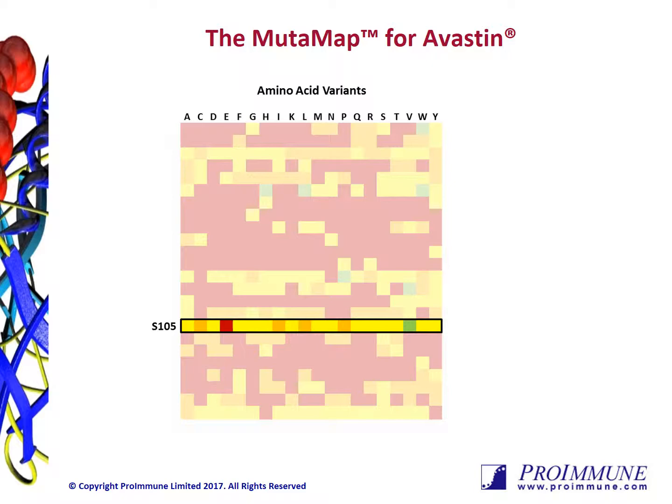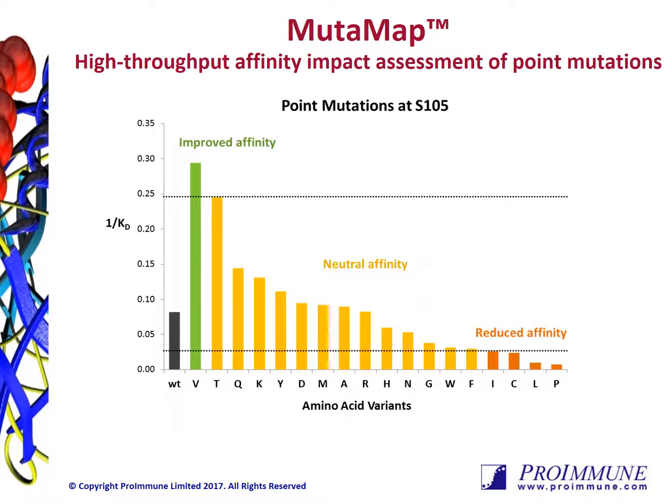I'll now drill into more detail by looking at a single position. Serine 105 is one of the residues that is mutated in Lucentis. Here we plot each amino acid mutation against specific affinity measured for VEGF. In general, mutations at this position are well tolerated, shown by the high number of yellow variants. Only 4 substitutions result in reduced affinity, with serine to proline being the worst.